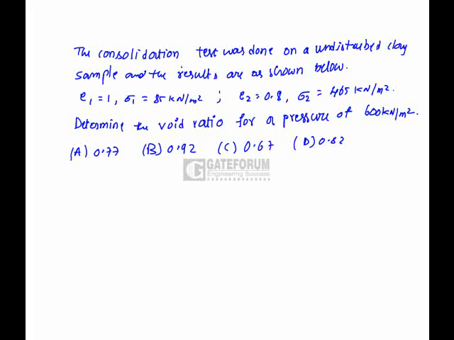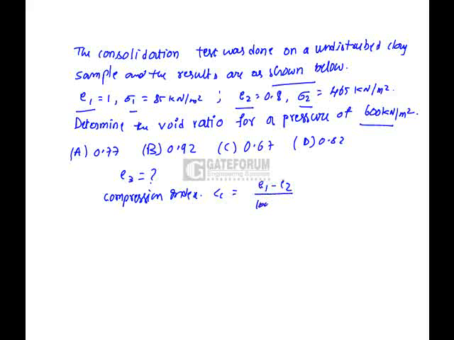The question is, a consolidation test was done on an undisturbed clay sample and the results are as shown below: e1 and sigma 1, e2 and sigma 2. e is the void ratio. What we have to find out is the void ratio for a pressure sigma 3 given, that is e3. So here we know the compression index, which is a relationship between void ratio and pressure. So Cc is e1 minus e2 over log base 10 sigma 2 by sigma 1.